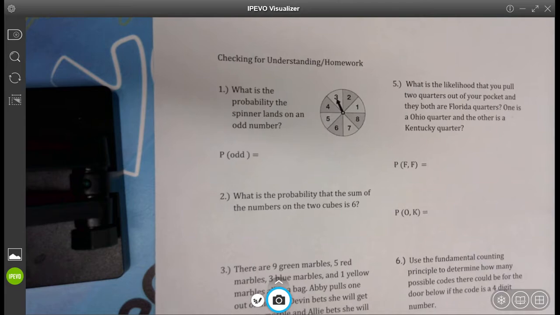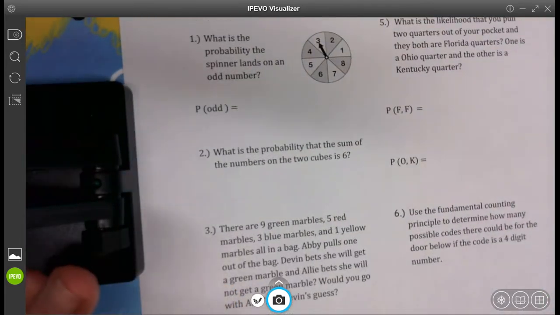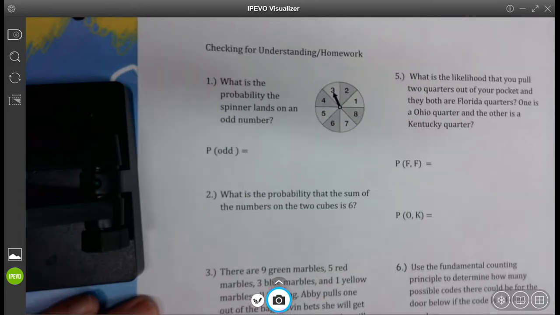Okay, so that's it for your first day of notes. Now this is checking for understanding or homework. You're going to fill out these notes and submit both sheets. So this is the work instead of doing Delta Math.